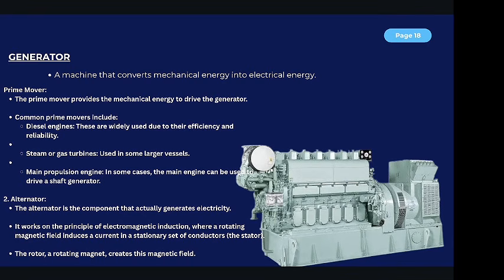We also have the main propulsion engine. In some cases, the main engine can be used to drive a shaft generator. It also acts as an alternator. The alternator is the component that actually generates the electricity.